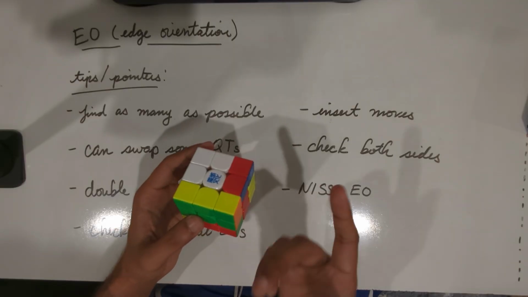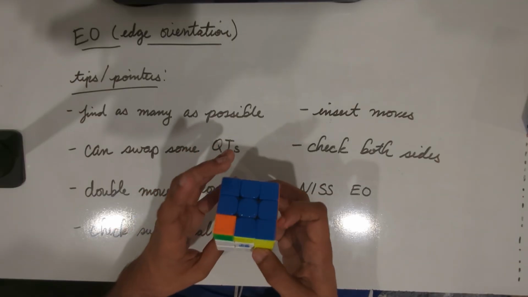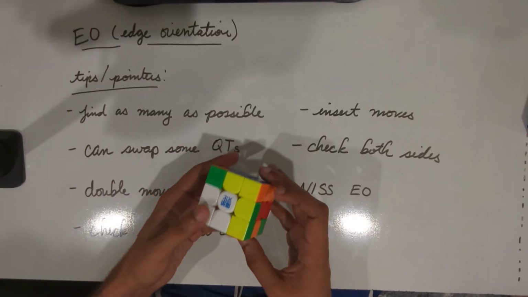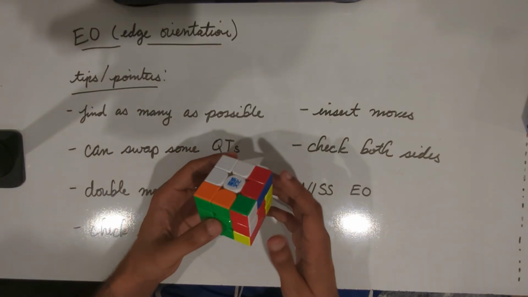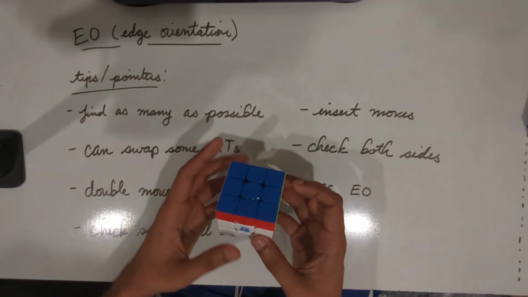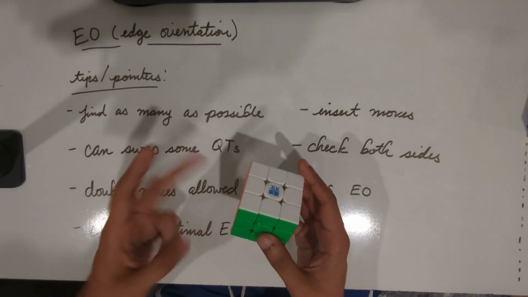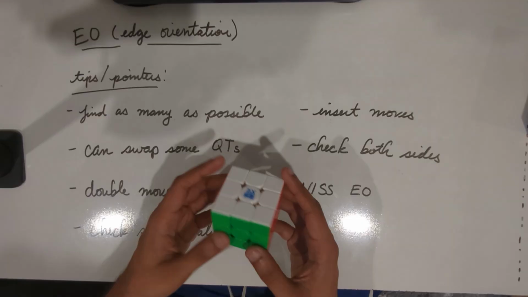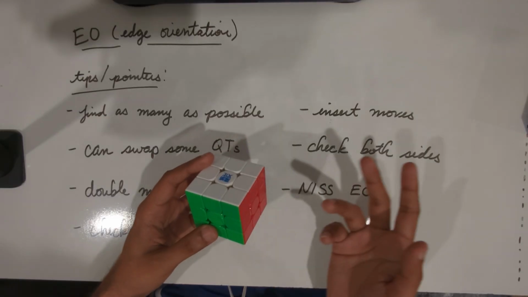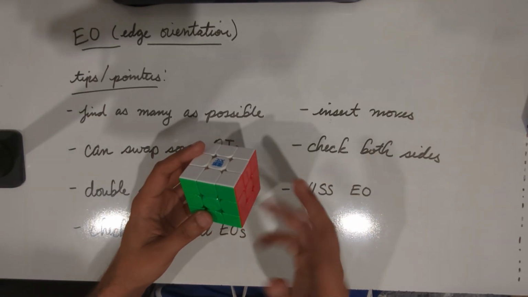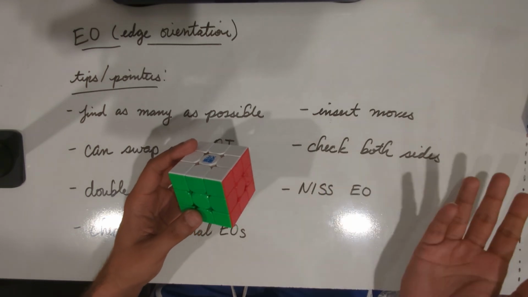So let's say that you decide to do F, then U prime B. You'll find that this is in EO. However, clearly doing F prime, U prime, B prime was the better choice. Even though there were 2 different options, they gave us 2 completely different DRs in some sense. That's why you want to check if swapping one of the quarter turns will give you a better case.